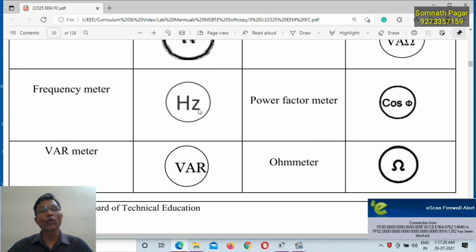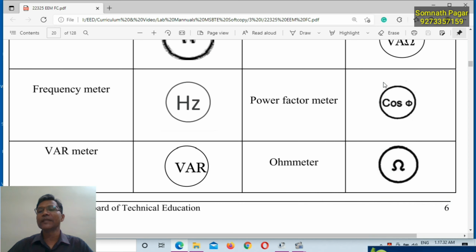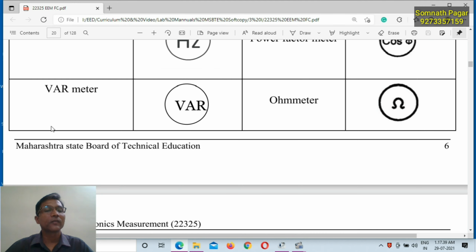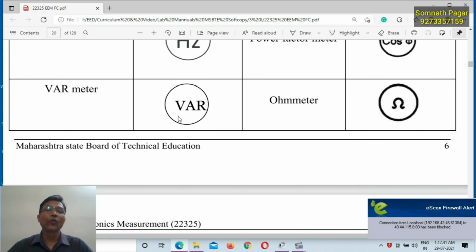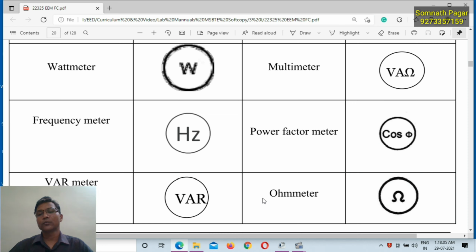Frequency meter is shown using this symbol. For power factor meter, cos phi is written in a circle. For VAR meter, VAR is written in a circle, and for ohm meter, the symbol of ohm is given in a circle.